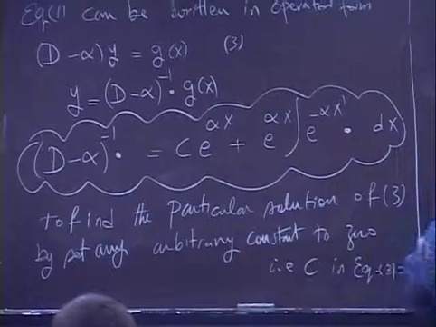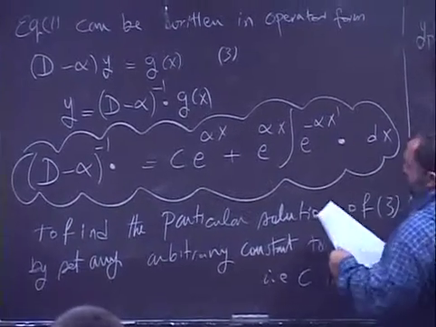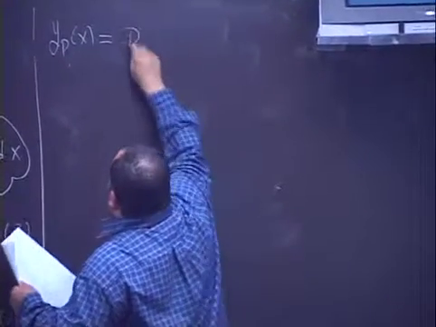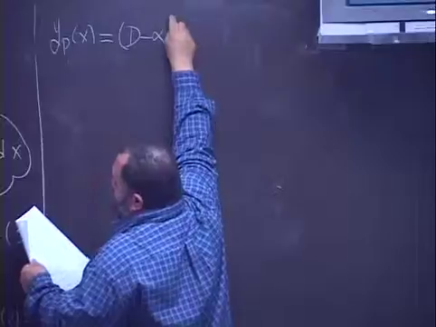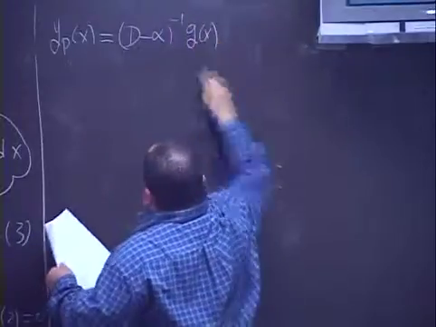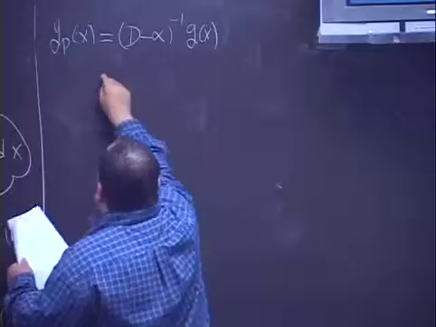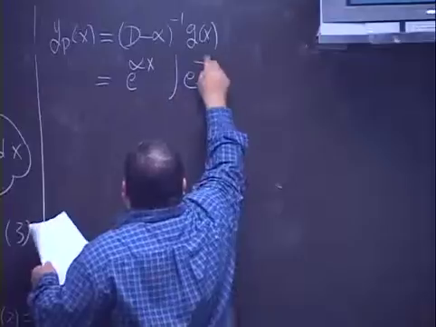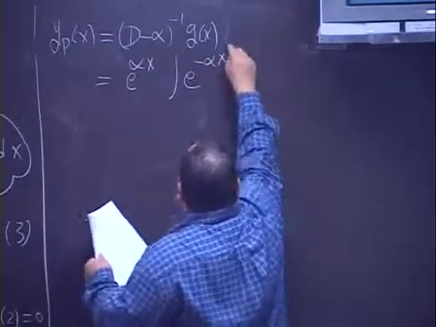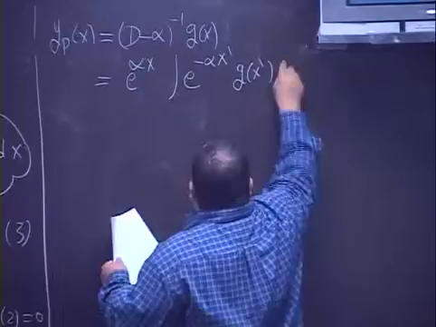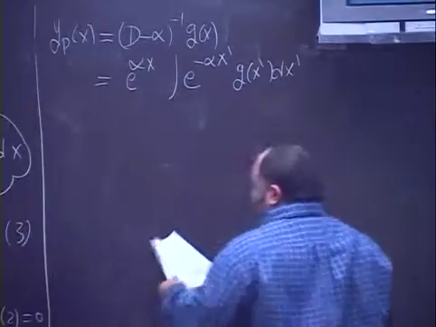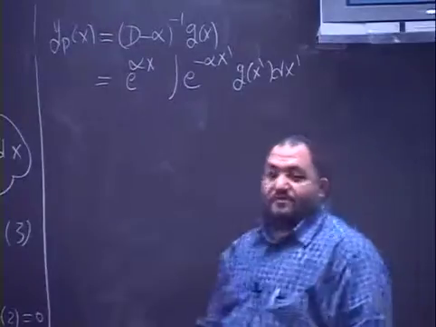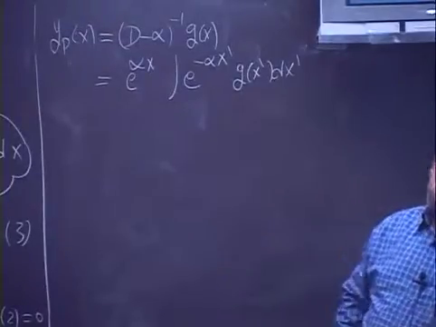And this will give us y particular of x is just equal to d minus alpha minus 1 over g of x, and this is equal to e to the power of alpha x multiplied by the integral of e to the power of minus alpha x prime g of x prime dx prime. But this is just for the case of first order linear differential equation.